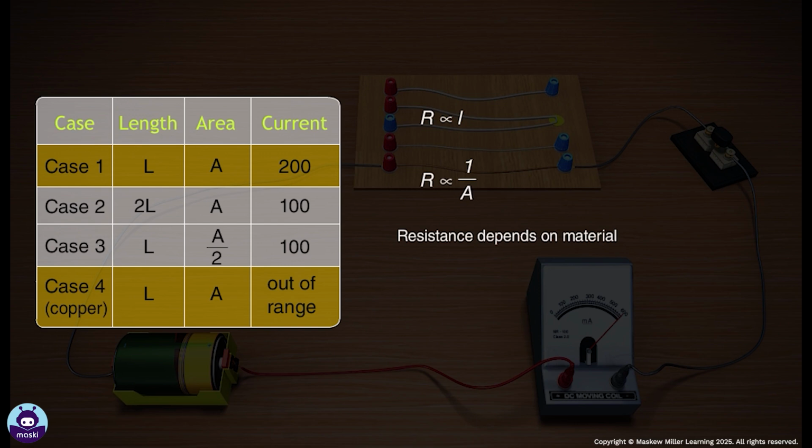Finally, the resistance of a conductor also depends on the type of material. Copper is a better conductor than nichrome, and therefore has a lower resistance to the flow of current.